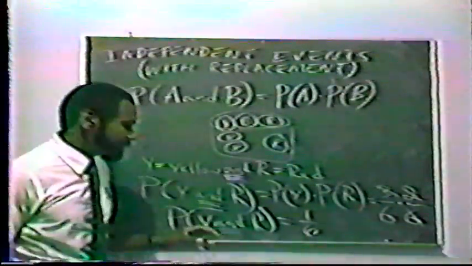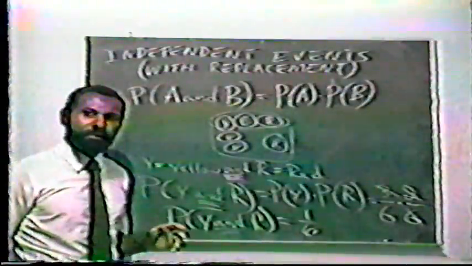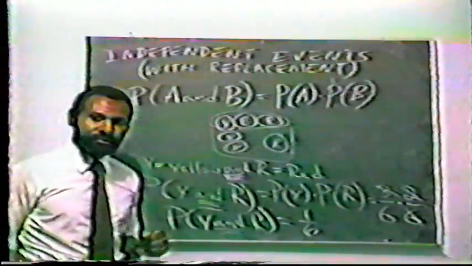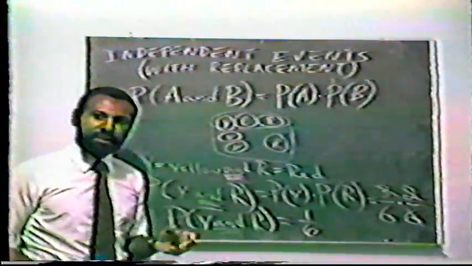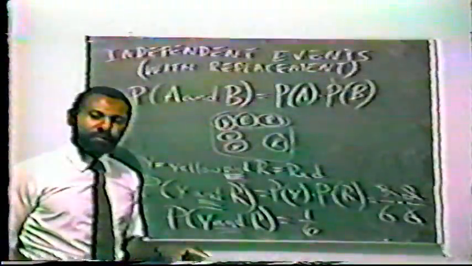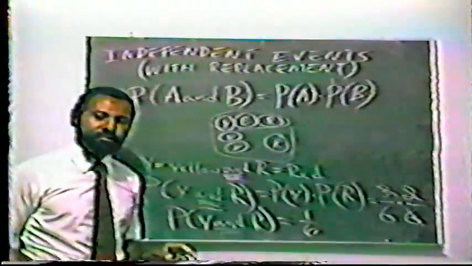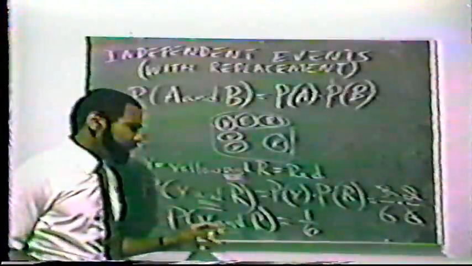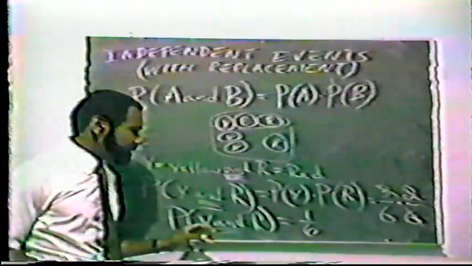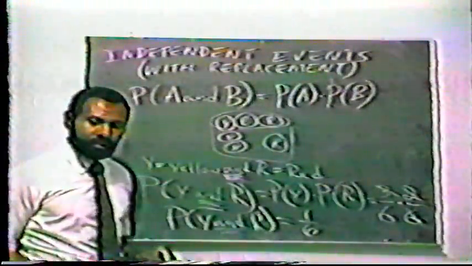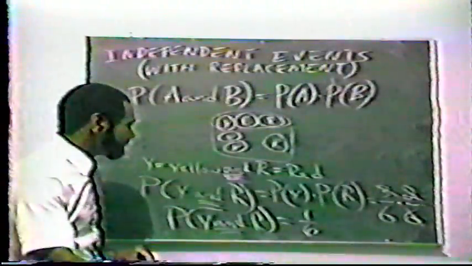Now this is the probability of getting a yellow and a red ball in 2 trials. Or if we reached in the container and we took out 2 balls in 1 trial, this would be the probability that one of the balls is yellow and one of the balls is red.